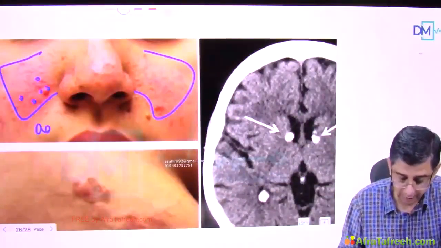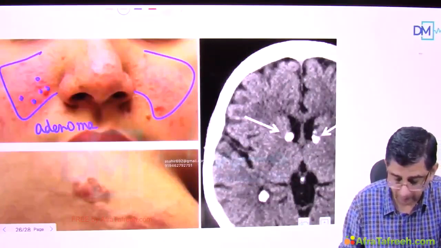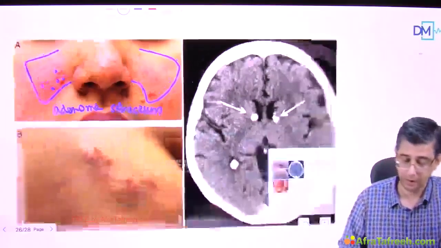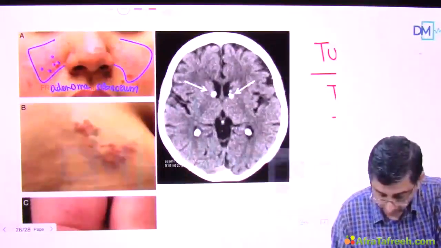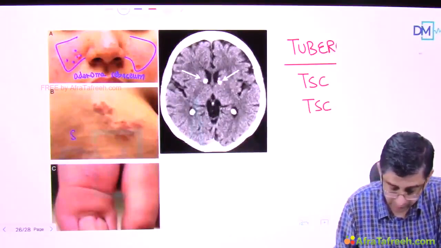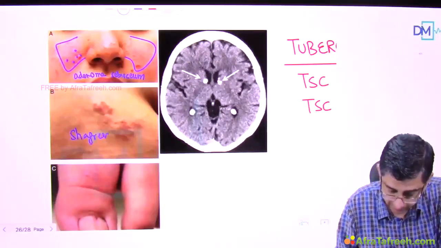This is referred to as adenoma sebaceum. This is a very characteristic manifestation of this patient. The second one is over the skin of this person, you will be able to notice this irregular appearance of the skin that is called Shagreen patch.